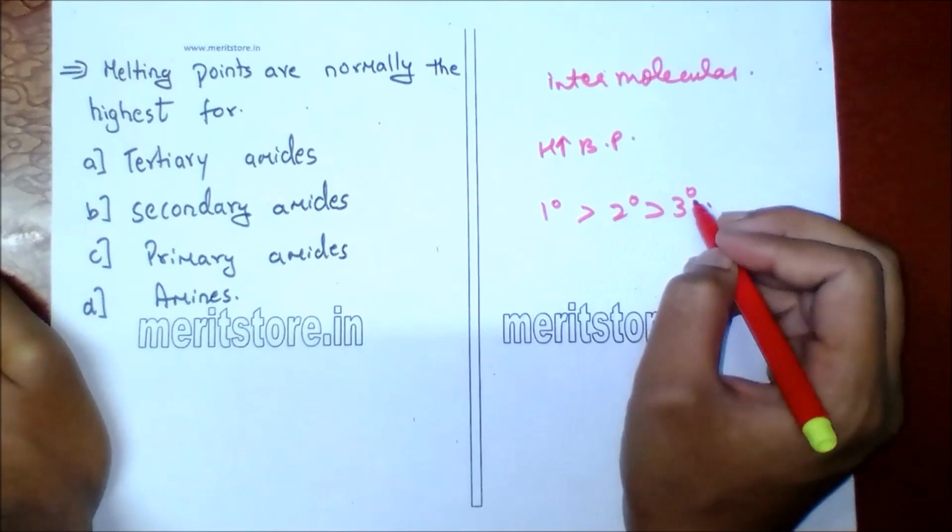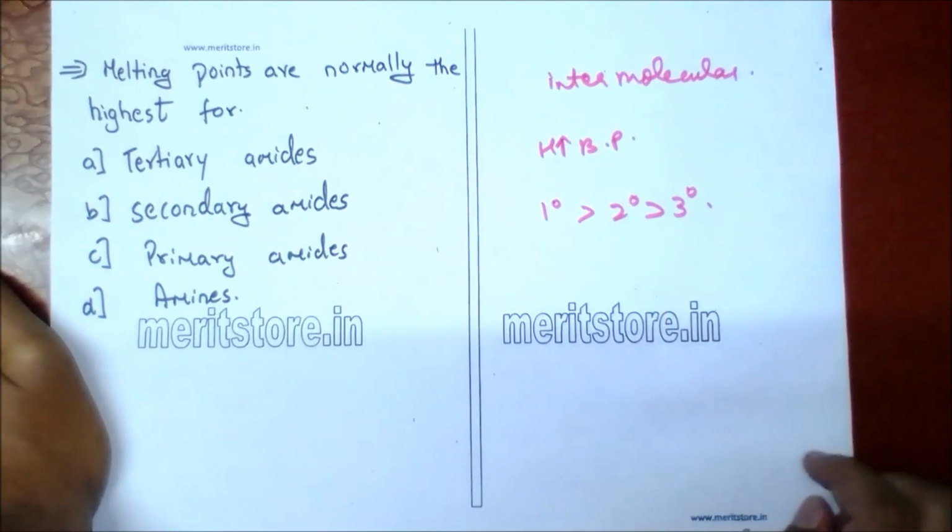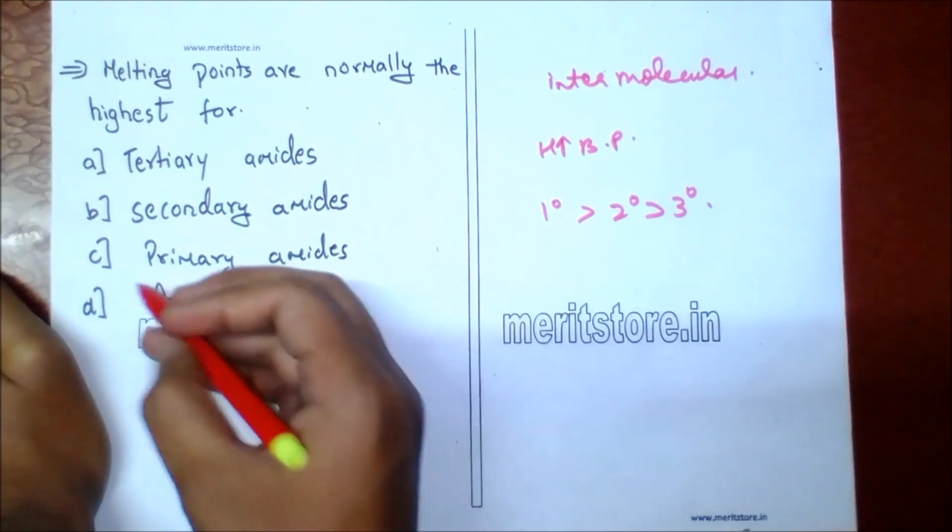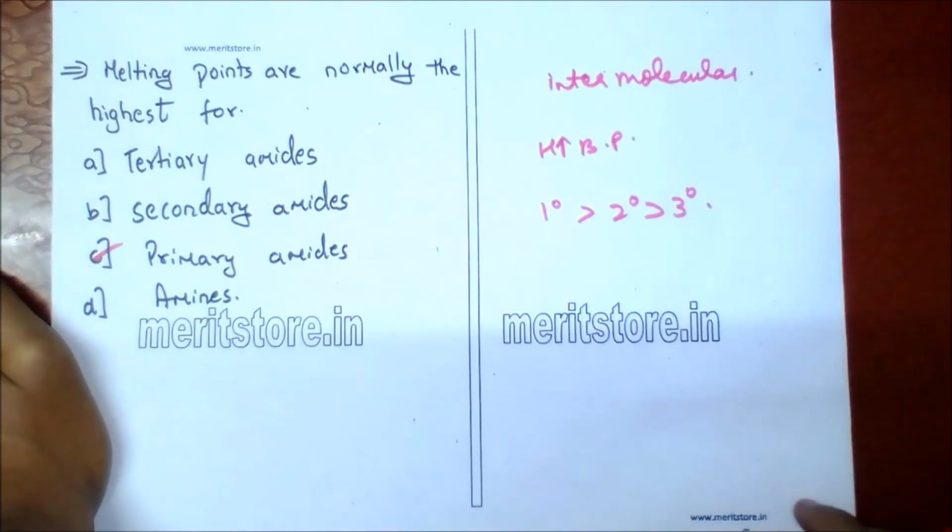So they have higher boiling points than amines. This is because of the alkyl groups, by which the carbonyl oxygen does not form the hydrogen bond. So primary amide has a high boiling point, and tertiary amide cannot form a bond with the oxygen of the other amide and has the least boiling point. So option C is the correct answer.